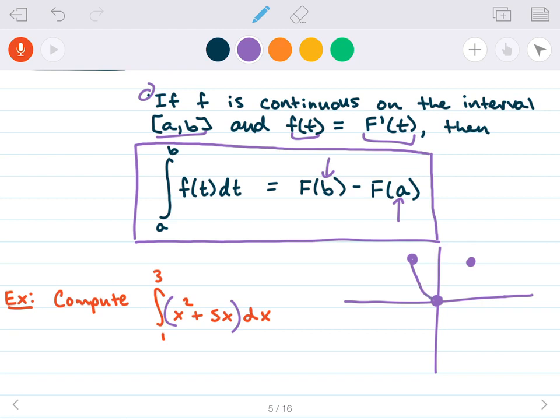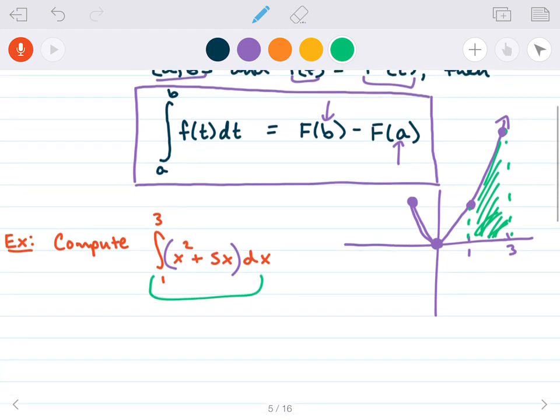Let's do x equals 1, let's do x equals 3. Somewhere way up here. All right, so here is our parabola. And what we're interested in is the area under the parabola from x equals 1 to x equals 3. This is what we're trying to find with this integral.